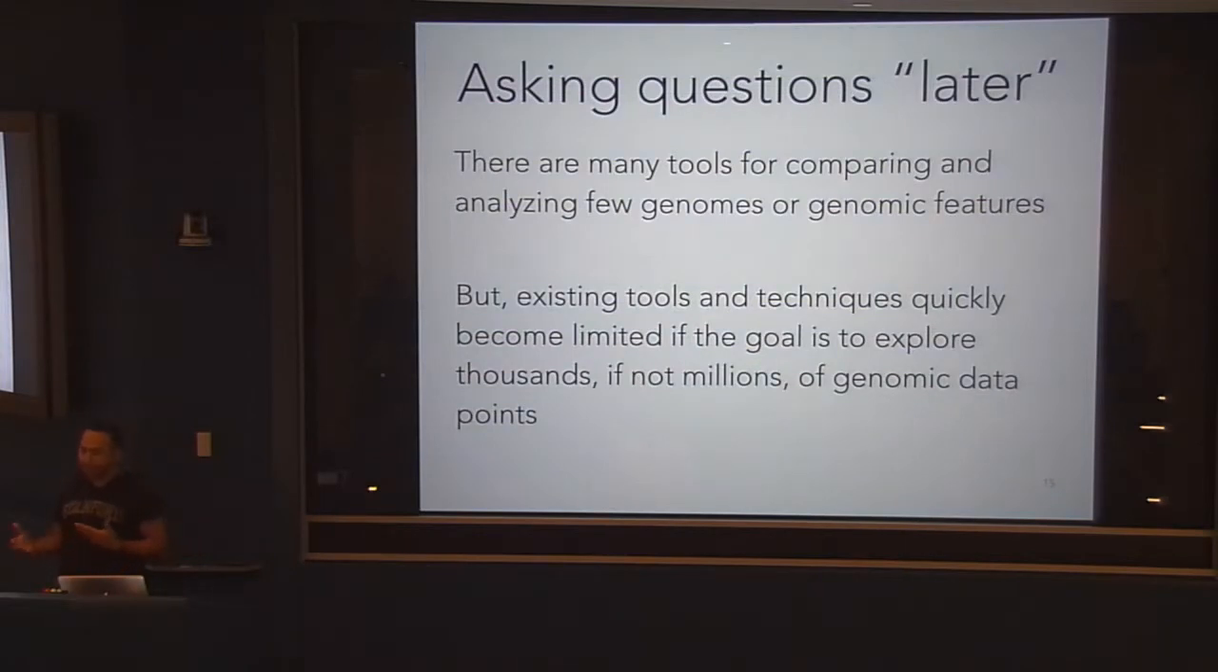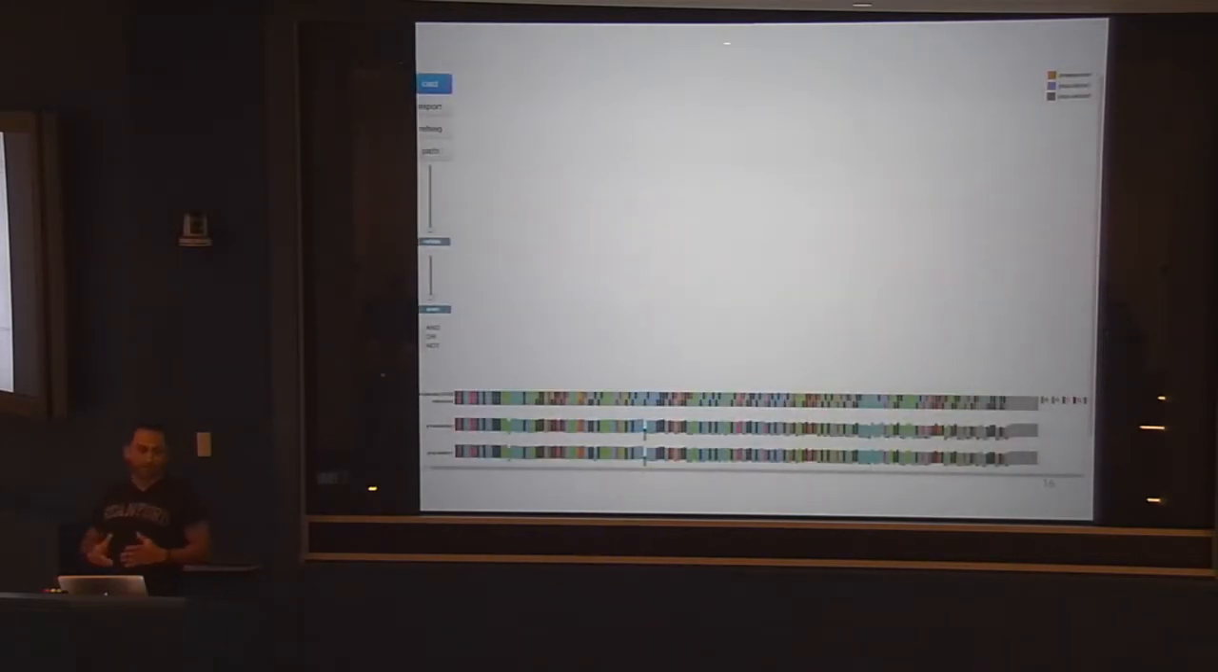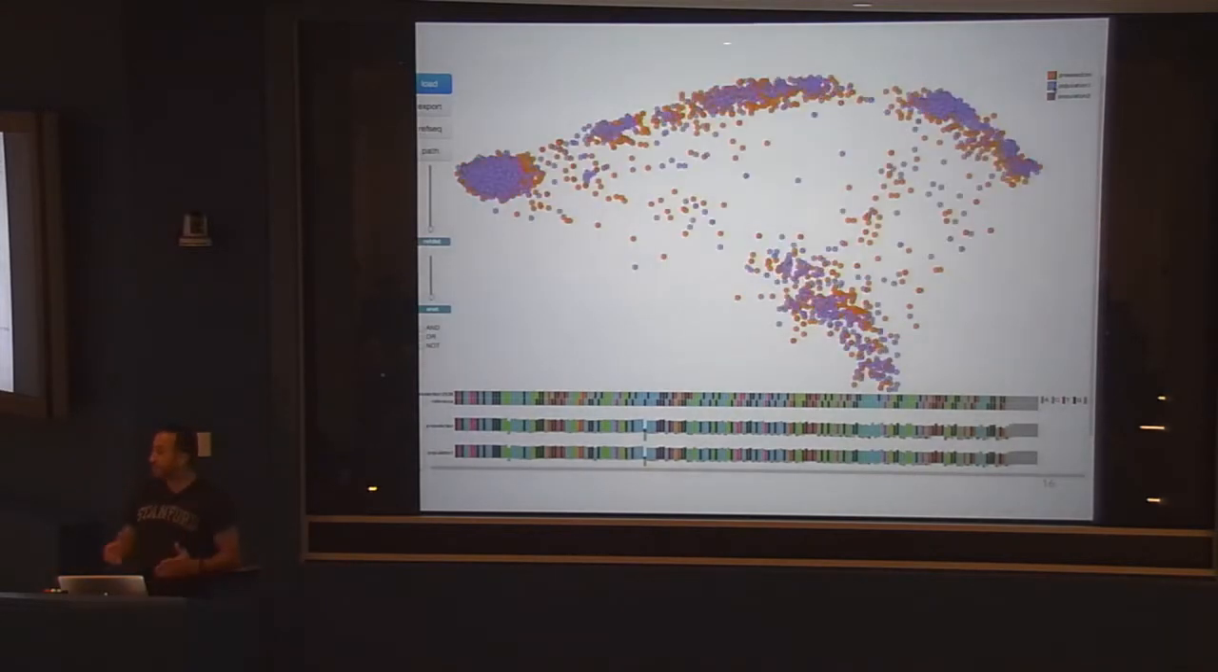This makes sense because this is one of the typical cases of a fast-changing field where much of the effort goes to data collection, and data analysis, whether visual or not, lags behind. If you want to explore thousands of genomes at the same time, there aren't many tools out there. So in response, we developed invis. Invis is, in many ways, the first interactive visual analysis tool that lets you explore thousands of genomes simultaneously.